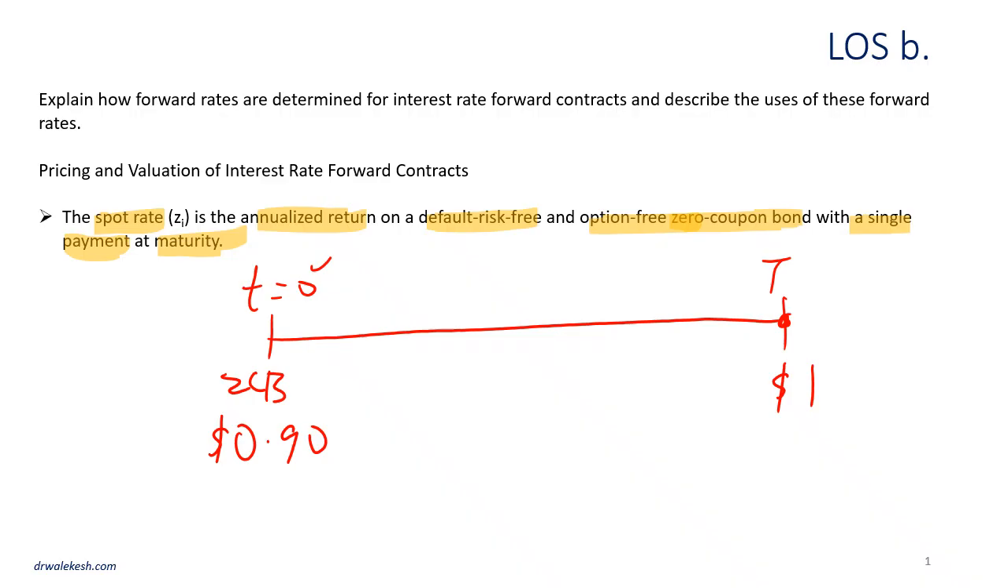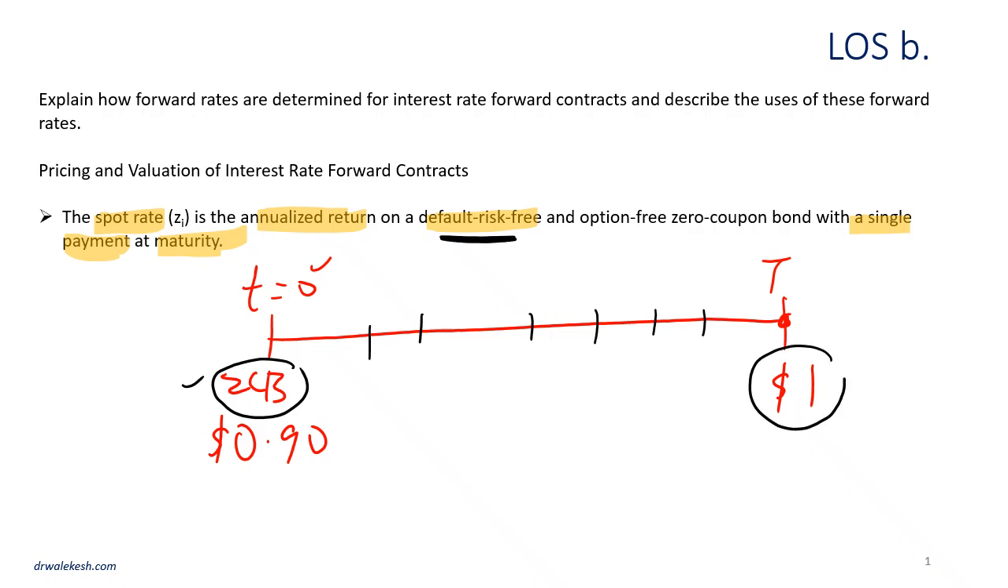Bear in mind that when it comes to a zero coupon bond, there will be no coupon paid before maturity. Also, we assumed that this zero coupon bond is default risk-free. That is, there will be no defaults on this payment. And we also assumed that this zero coupon bond is option-free. That is, it does not contain a call option or put option.